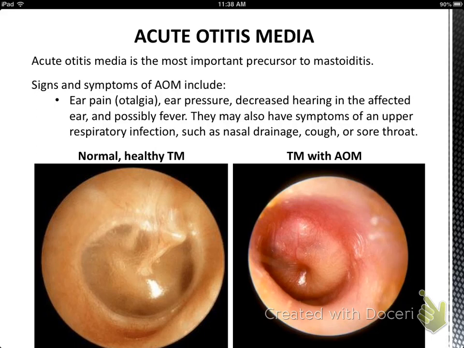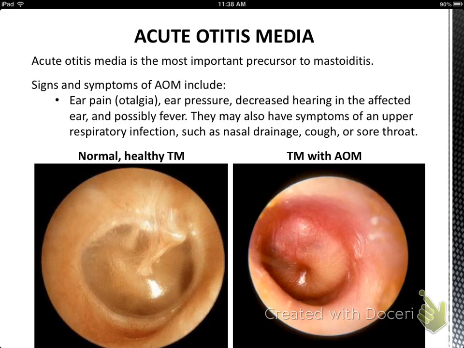Now, an acute otitis media is the main precursor for mastoiditis. In rare situations, other conditions can lead to mastoiditis, but the large majority of mastoiditis cases present as a complication of untreated or undertreated acute otitis media. While most cases of acute otitis media occur in children, it can occur at any age. An individual with acute otitis media may present with symptoms of ear pain, ear pressure, decreased hearing in the affected ear, and possibly a fever.